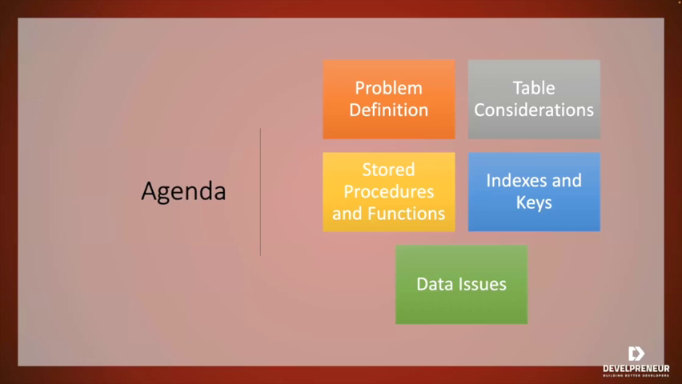We'll start out with a little bit about the problem definition, and then we're going to talk about some of the key areas of databases: tables, stored procedures and functions, indexes and keys, and then data itself. There are some other things out there like triggers and constraints, but they more or less fall under the same considerations as either stored procedures and functions or indexes and keys.